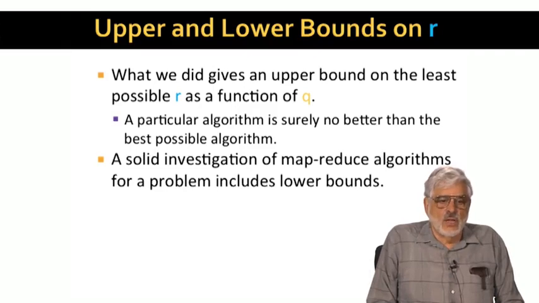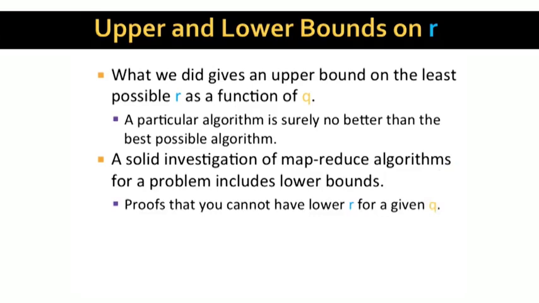However, to really understand MapReduce algorithms, we need to find lower bounds on R as a function of Q as well. The analogy would be sorting on a serial machine. We have algorithms like merge sort that take n log n time on input of size n. That's good to know, but it only becomes impressive because we also have an n log n lower bound on any algorithm that does general sorting.